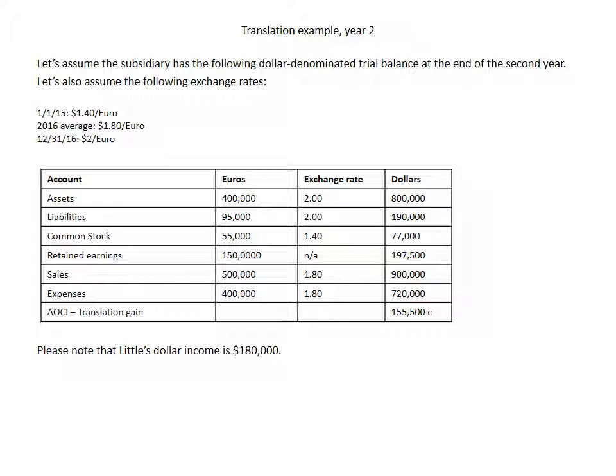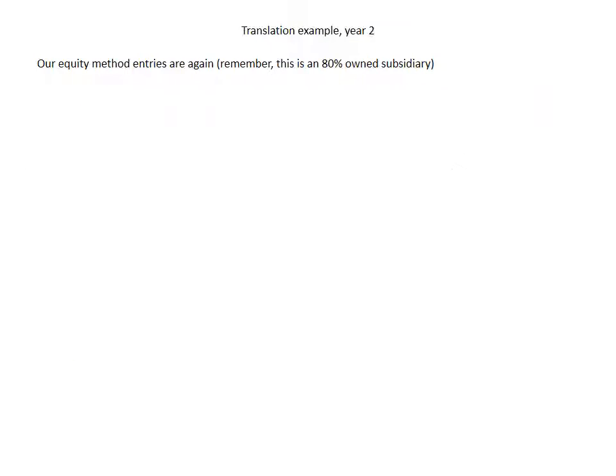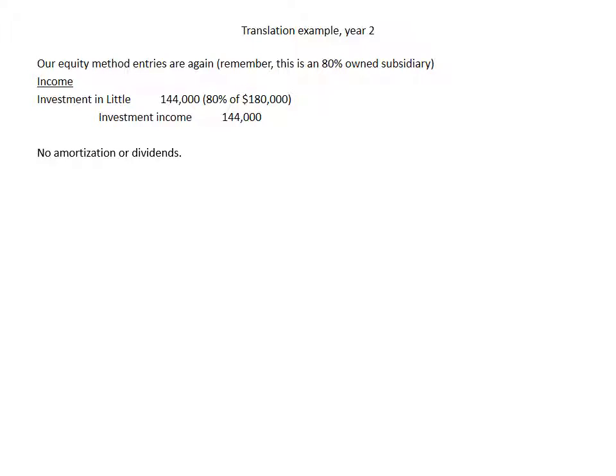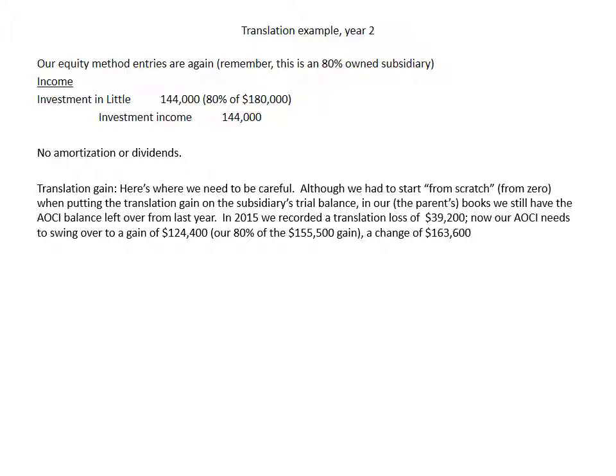And please note, sales minus expenses, Little's dollar income is $180,000, $900,000 in sales, less $720,000 in expenses. Our equity method entries are, again, remember this is an 80% owned subsidiary. We have our share of the subsidiary's income. They made $180,000. We own 80% of that, or $144,000. There's no amortization or dividends, but we do have this translation gain again.